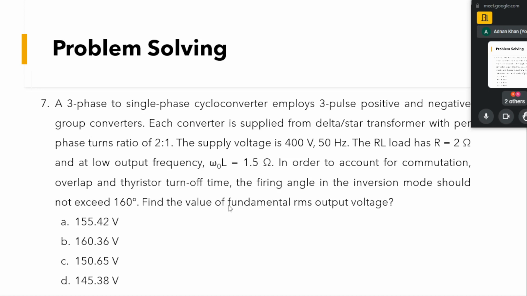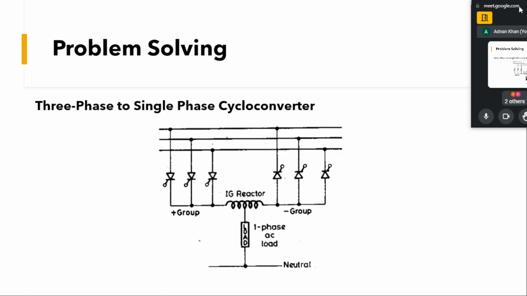Find the value of the fundamental RMS output voltage. We have to see what the fundamental value of the RMS voltage will be equal to. We will be solving this question.